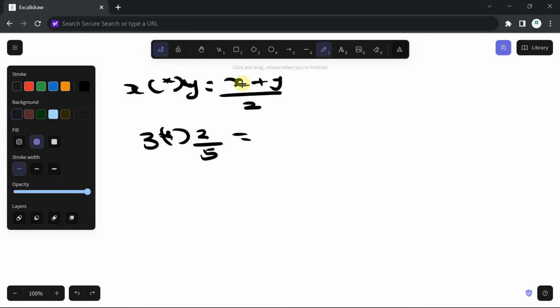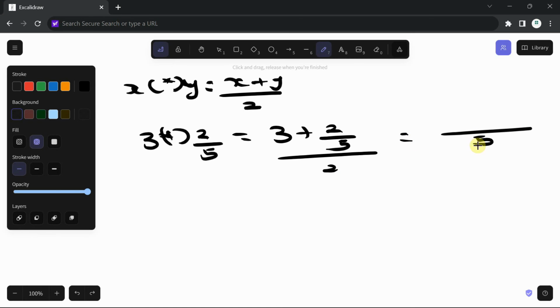Right, so let's replace. We'll just replace it based on the structure they give us. So that will be 3 plus 2 over 5 divided by 2. If I resolve the top, the LCM is 5. 5 in 5 is 1, 5 times 3 is 15. Plus 5 in 5 is 1 times 2.